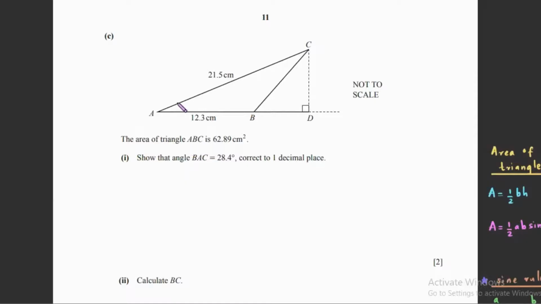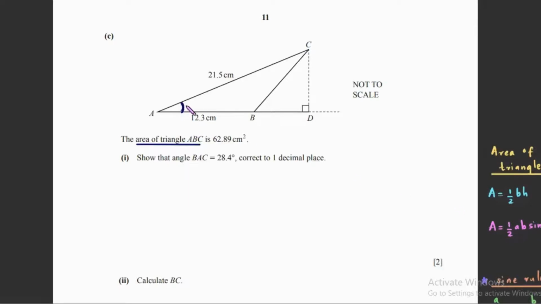The area of the triangle ABC is 62.89 square centimeters. Show that the angle BAC, that is this angle, is 28.4 degrees. So we need to prove that we get 28.4 degrees when we write it correct to one decimal place. Now this is something to do with the area of the triangle. To calculate the area of a triangle, we have two formulas. One is half times base times height, and the other one is half times AB sine C.